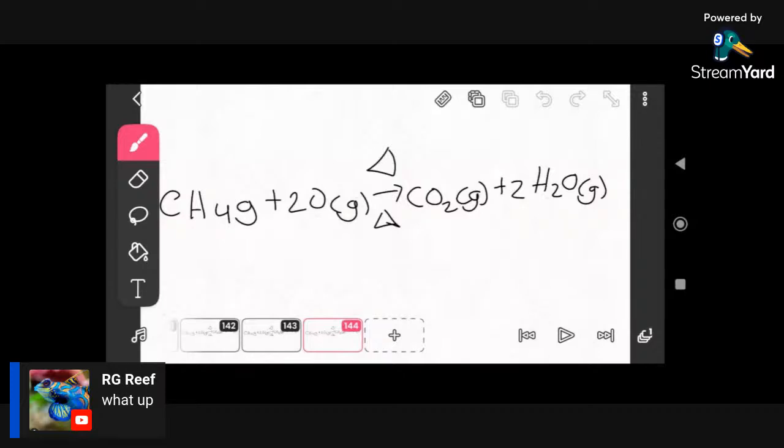So let me copy. Hold on. I forgot how to use this. All right, there you go. So last time, what we did, we basically balanced the equation. If you look at that 2 right here and the 2 right here, this 2 and this 2, it balanced out the equation.